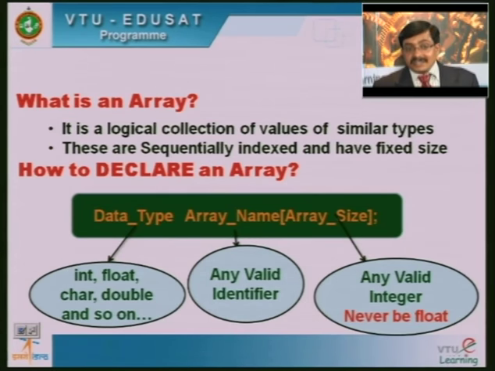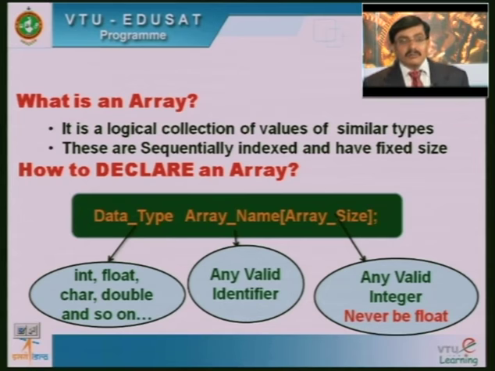What exactly the meaning of sequentially indexed and having a fixed size is, we will see in the next slides. So an array is a logical collection of values of similar type. We use arrays to hold similar data types, for example an array of integer elements, a list of marks, a list of names, or the list of temperatures which we have seen right now. These are some of the similar data types we can use in programming.